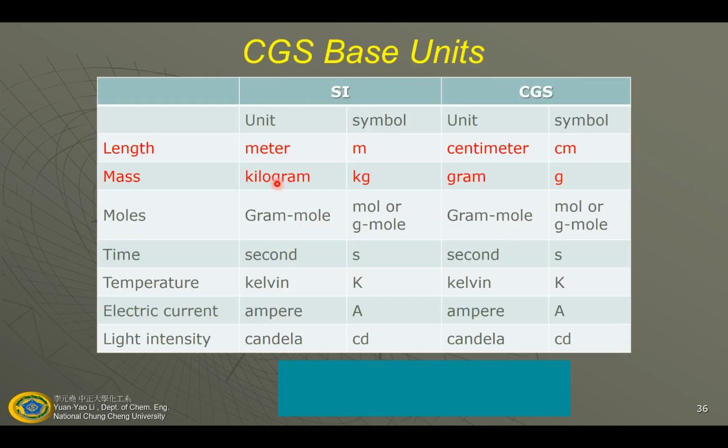So let's take a look at the CGS base units. As we know, the SI units are like this: meter, kilogram, mole, second, Kelvin, amp, candela. The only difference between the SI unit and the CGS unit is length and mass. The length changed from meter to centimeter. The mass changed from kilogram to gram. That's it. So what you need to remember is that the SI unit and CGS unit are very similar. Only mass and length are different.